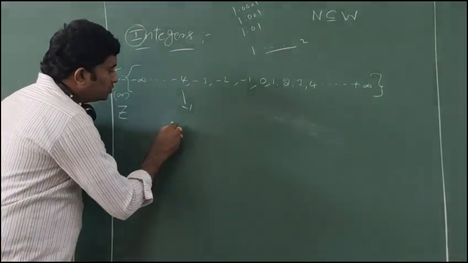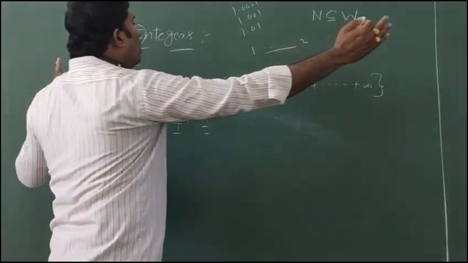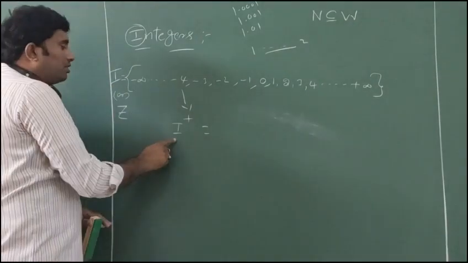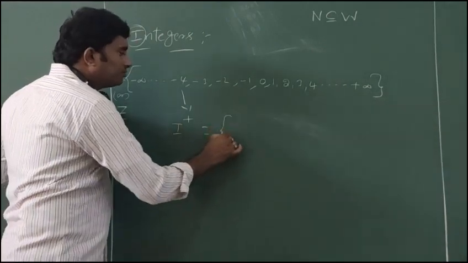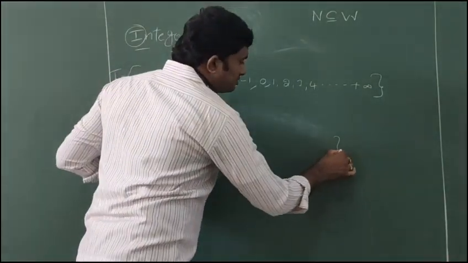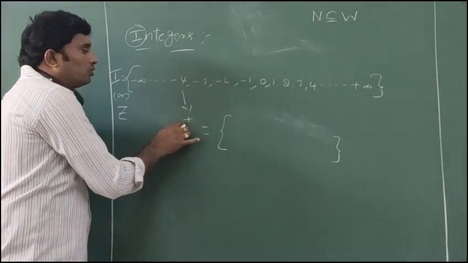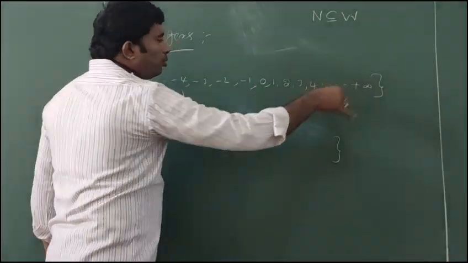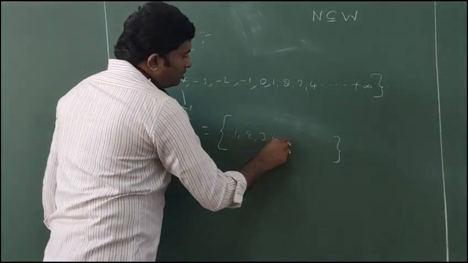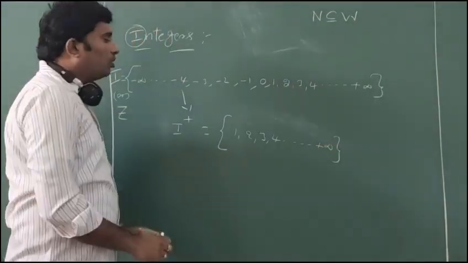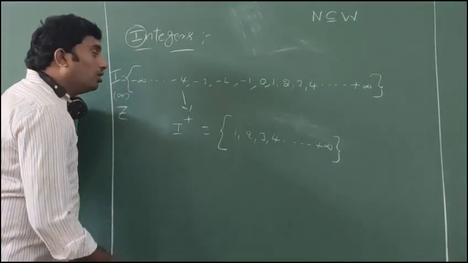Next, we will write subsets. You see, I plus. What is the meaning of I? Integer set, that means the collection of all integers is I. But here we are writing I plus. What is the meaning of I plus? We are collecting integers which are only positive. So we collect only positive integers, that means right-hand side: 1, 2, 3, 4, up to infinity. What about 0? 0 is neutral, neither positive nor negative.